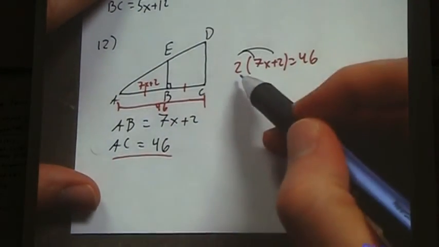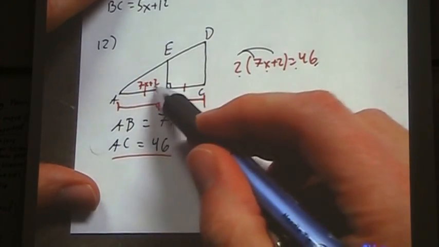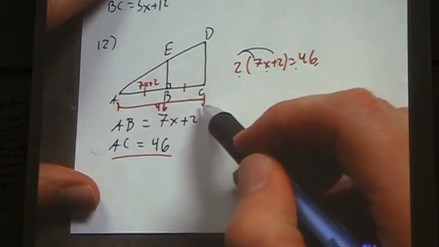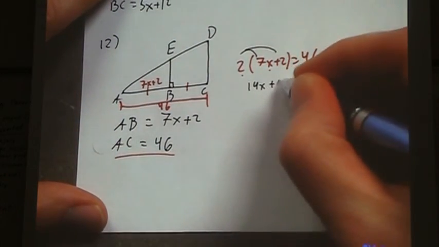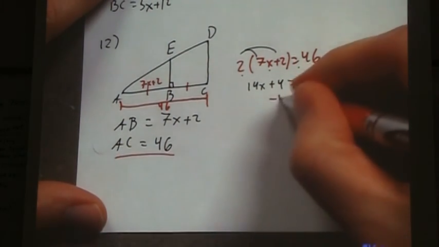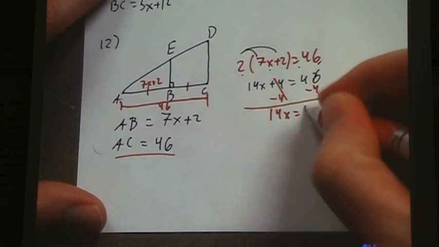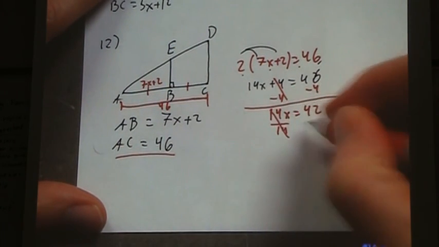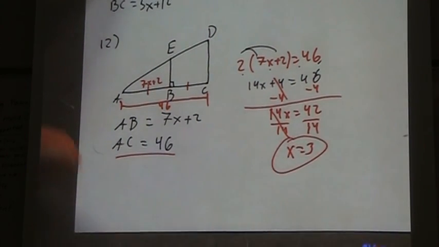So again, what we're doing here is 2 halves make a whole. 2 of these guys make the full guy. 14x plus 4 equals 46. And from here, it's back to algebra. Boom. So there you go.